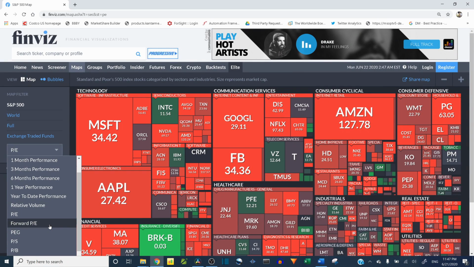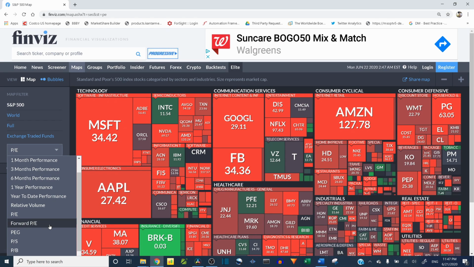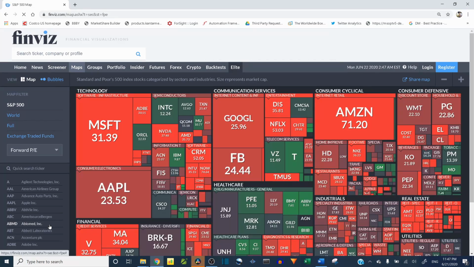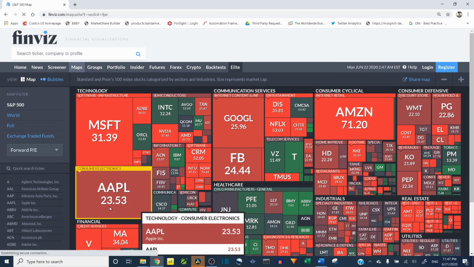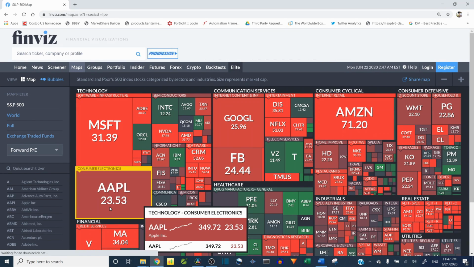Another useful thing would be forward PE. Forward PE tells you the forward estimate of the price to earnings ratio. So it's pricing in earnings that are going to be better in the future. So if you click on this, obviously the PE will be dropping. Apple's now at 23. So it's pricing in probably 10 to 20% growth for next year.